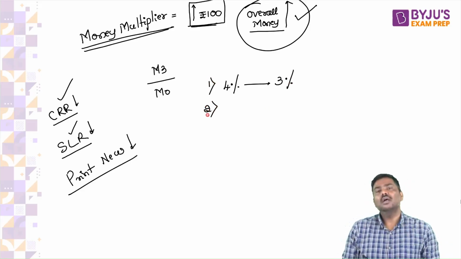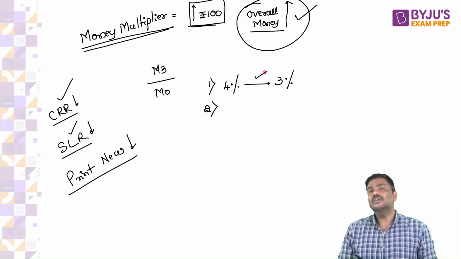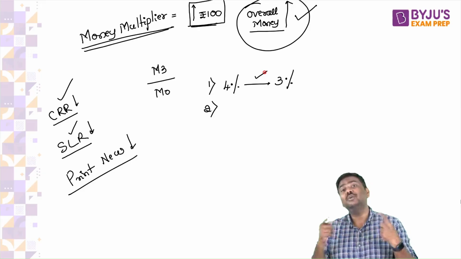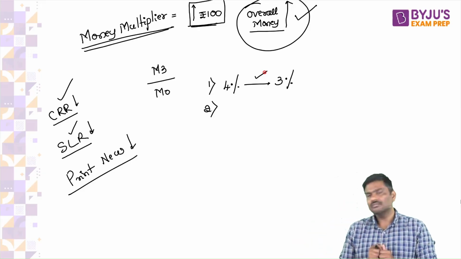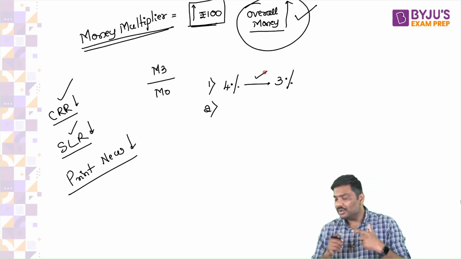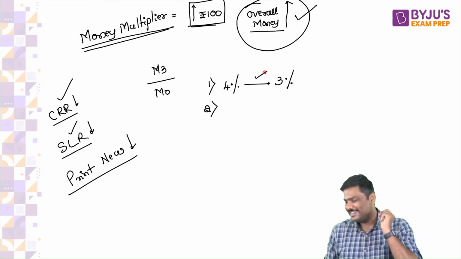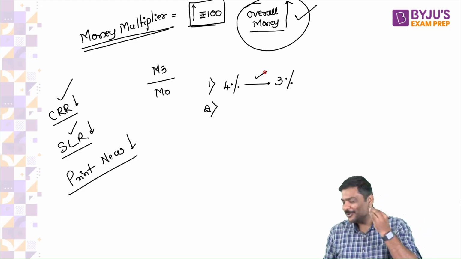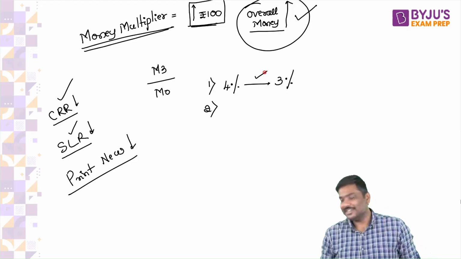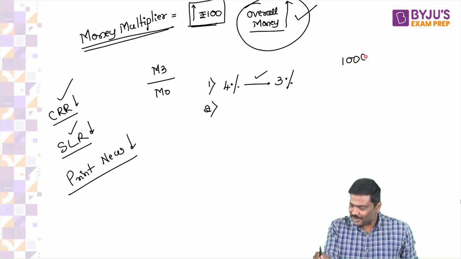Now, question number 1, start answering. If RBI will reduce the CRR from 4% to 3%, will banks have more money to lend in the market? Some of you are saying no. My goodness. Some of you are saying no, my dear. This is very bad now.